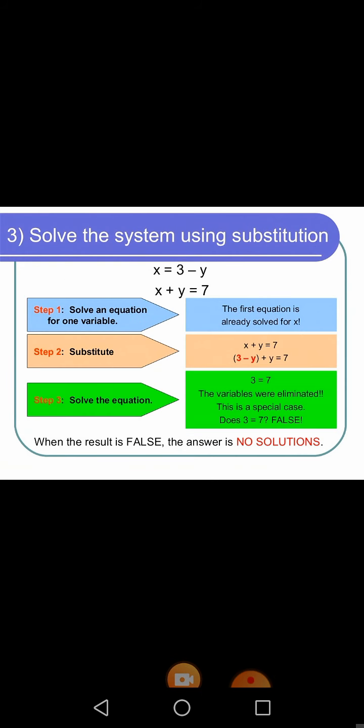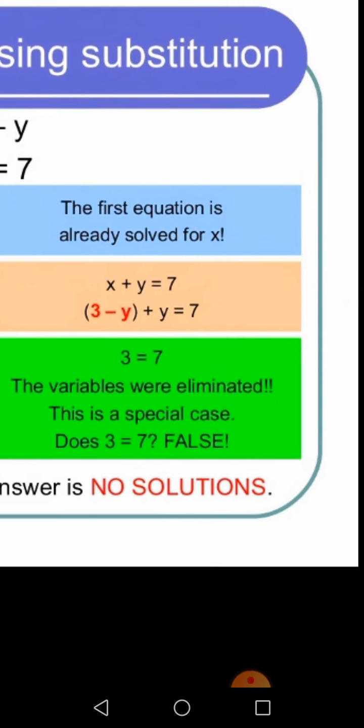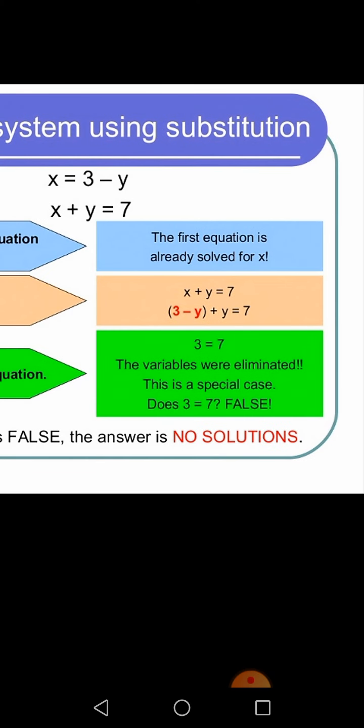Okay, what about here? Solve the system of equations using substitution. Look over here. Step 1 is already ready, so x equals 3 minus y. Then I will substitute in the second equation. Oh my god, look at the second equation here. 3 minus y plus y equals 7. Negative y plus y equals 0. So 3 equals 7. What is that?